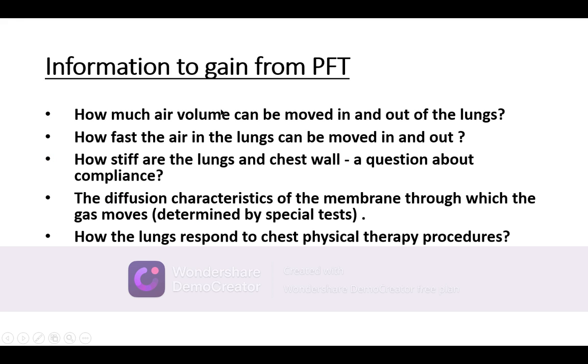The information to gain from the PFT is how we do it. There is an apparatus specifically designed for it. The patient should rest for half an hour. There should be no smoking before this test. The information it gives lets you differentiate between restrictive lung disease and obstructive lung disease, and tells the severity and the outcome of the disease.